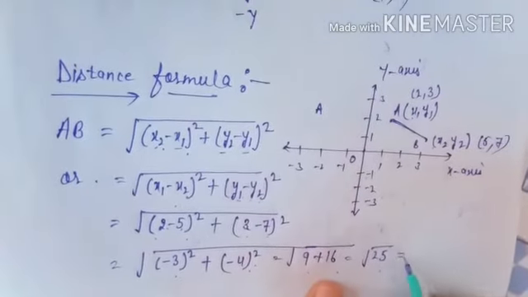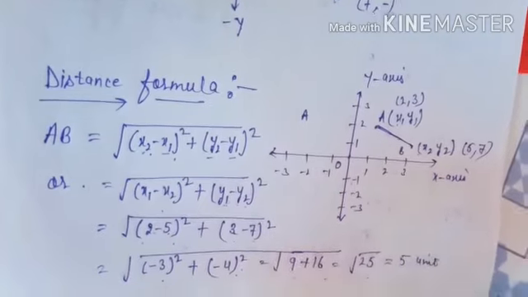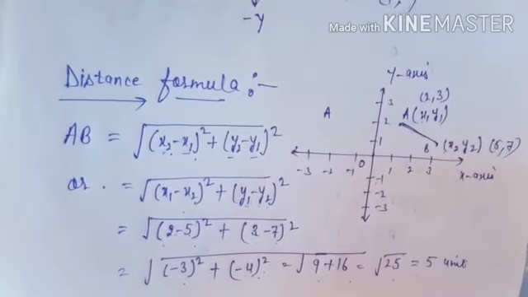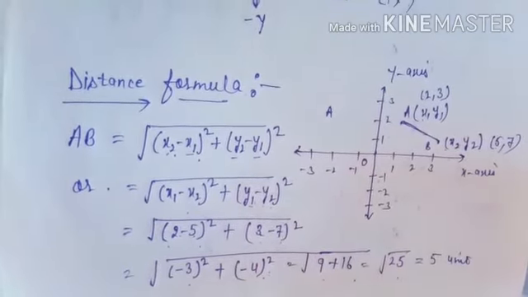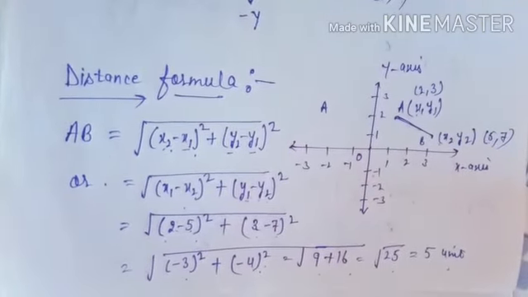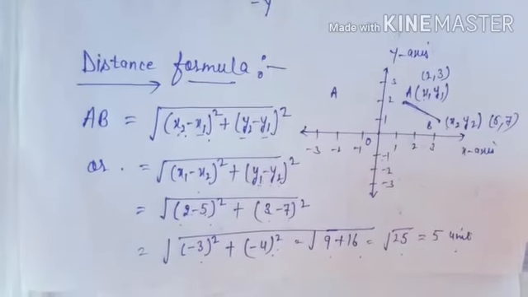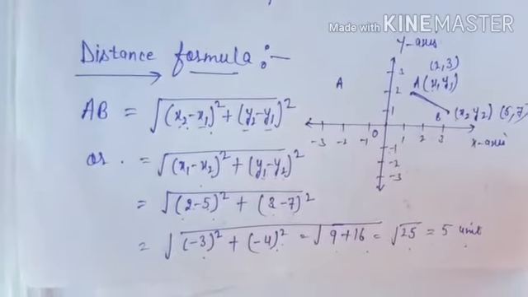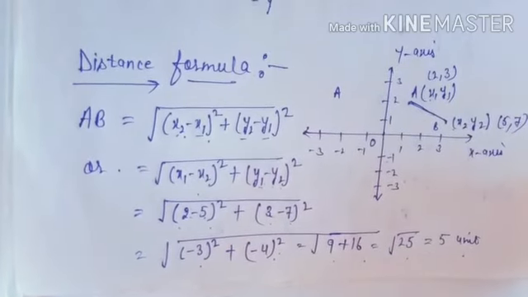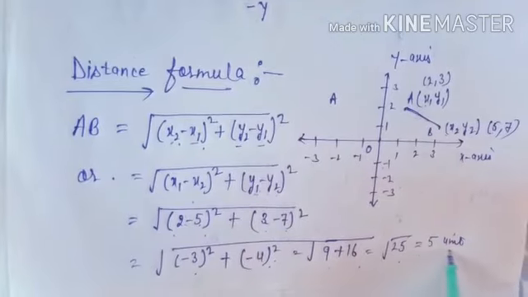And you know, beta, root 25 is 5 units. You will write units here, because the coordinates are not written in meters or centimeters, so always write units, because it is a distance, and distance always has some unit. It may be in meters, centimeters or kilometers. So instead of writing those terms, in coordinate geometry we write only units.